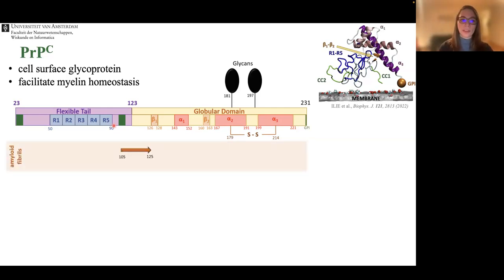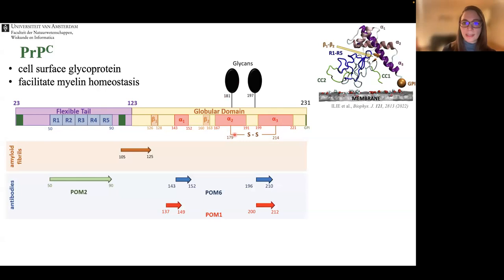The region that actually was proposed to be involved in the formation of amyloid fibrils spans from the C-terminus of the flexible tail all the way into the N-terminus of the globular domain. And a proposed strategy to avoid a toxic transformation of the cellular prion protein, so basically linked to the unfolding of the globular domain, was to develop antibodies, particularly monoclonal antibodies that bind PrPC to stabilize its conformation, thereby inhibiting the toxic transformation. And such antibodies belong to the POM family of antibodies.